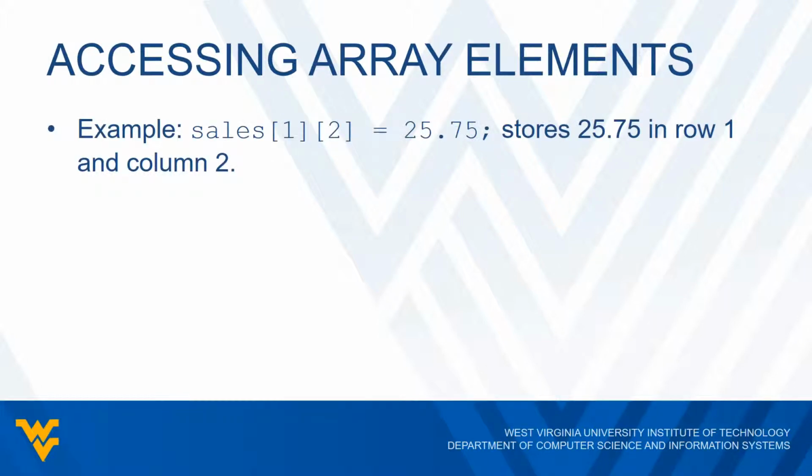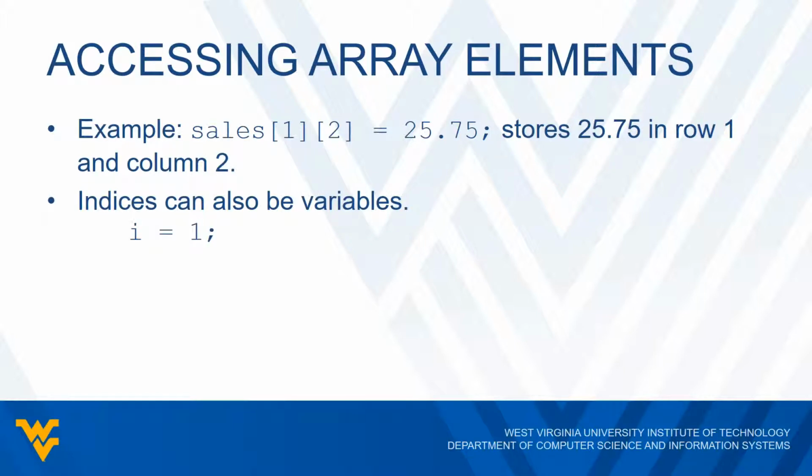Let's take a look at an example of accessing an element of the array. So still using our sales example, we can have sales[1][2] equals 25.75. So what this does is store 25.75 in row number 1 and column number 2. That's it. So we can just work with indices directly, just like we would do with one-dimensional arrays. We can also have our indices be variables. So for example, I could have i be 1, and I can set j to be 2. So we'll assume that i and j are already declared. And then I can do sales[i][j] and have that equal 25.75.